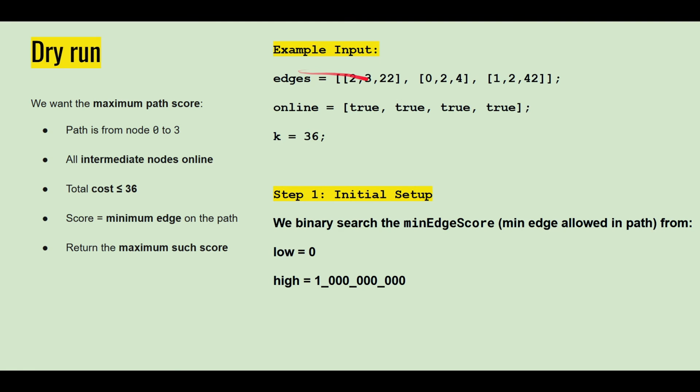If we take this example, these are the edges we have been given, these are our online nodes, and K is 36. So for the initial setup, we are going to do the binary search that we have already seen. We do binary search on the minimum edge cost allowed in a path, where low is 0 and high is 10 to the power 9.